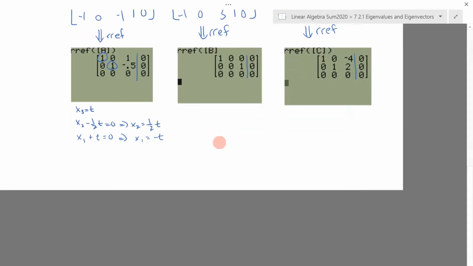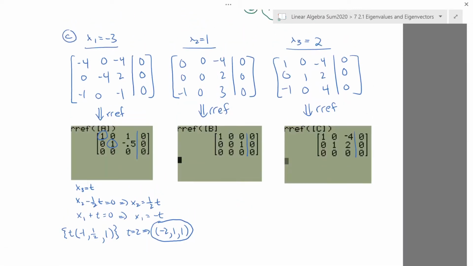Okay, so I basically ran out of space, right? So what do I have? They all have t, right? So I can factor out the t. And so what's the coefficient here? Minus 1, 1/2, and then 1. So if you don't like fractions, you can just take t equals 2. And so when t equals 2, what do you get? Negative 2, comma 1, comma 1. Okay, so that's the eigenvector for the first eigenvalue.